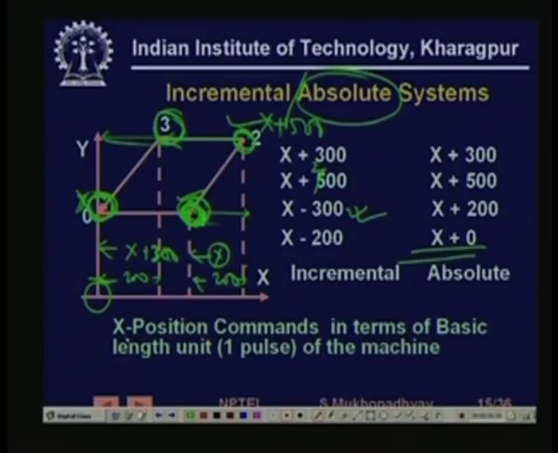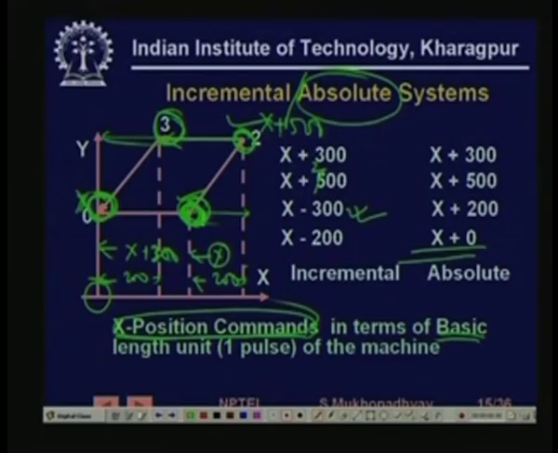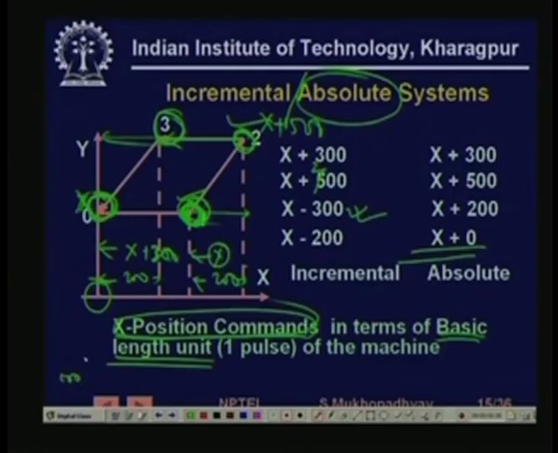There will also be a unit. These positions that are mentioned are generally stated in terms of what is known as a basic length unit. To understand the basic length unit, suppose you have a shaft encoder. The shaft encoder gives say 500 pulses per revolution.